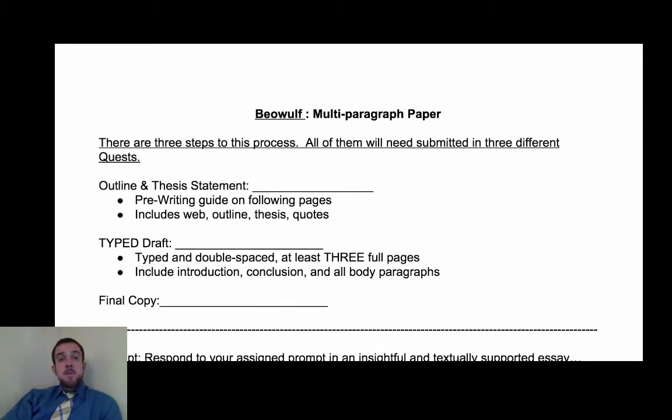Now, we've already written a paper this year, the college application essay, but this is the first literary paper, so the rules are going to be a little bit different and perhaps a little bit more difficult. I just want to walk you through the instructions and walk you through some of the recommended pre-writing that I want you to do.